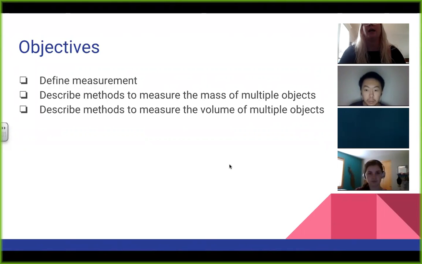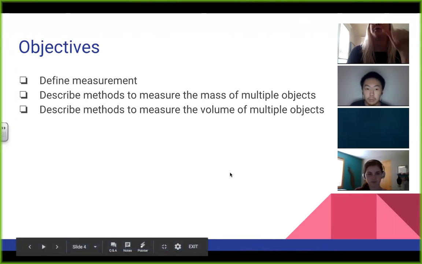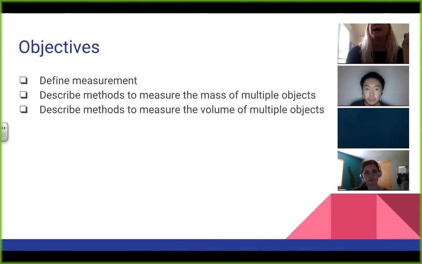So what we're going to do today is define measurement, and describe methods to measure the mass and the volume of multiple objects. Again, this is straight from the measurement lesson in Canvas, which I believe is 0.004. And when we're done here, you should be able to take the quiz if you haven't already.